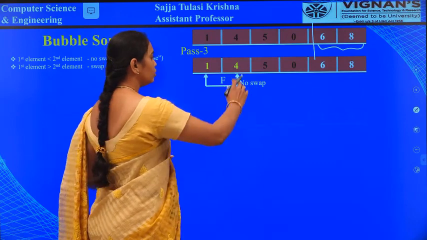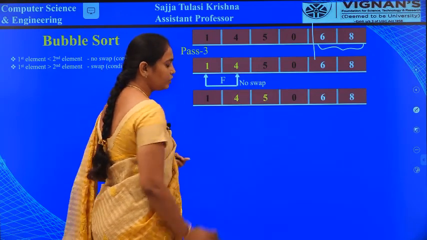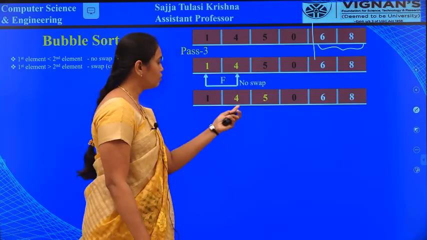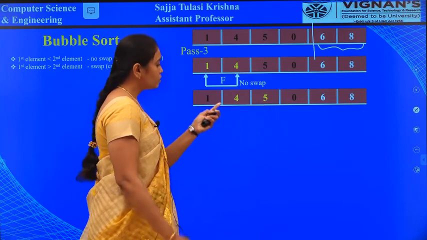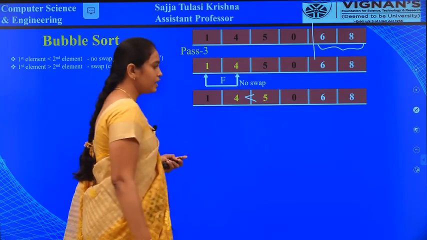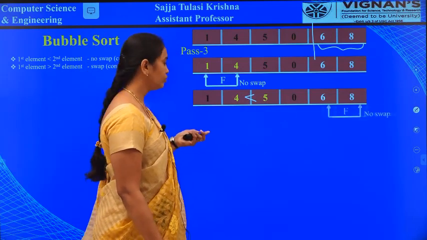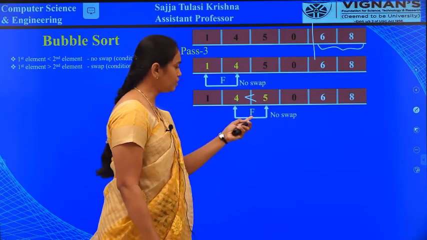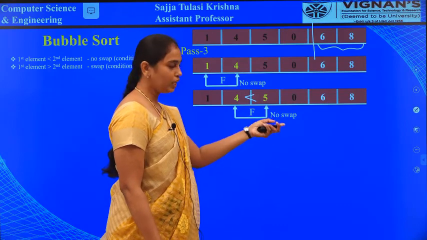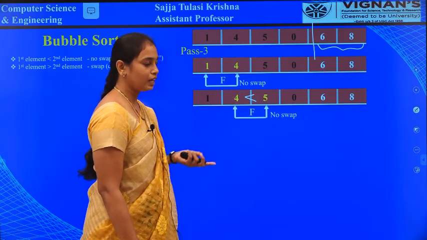Now the next comparison is made with the next two elements, 4 and 5. Now 4 is less than 5. Is there any swapping? No, so the condition is false. So no need to swap these two elements again.